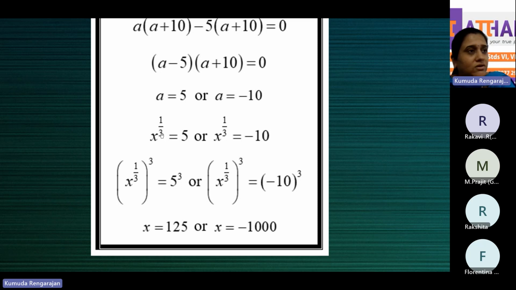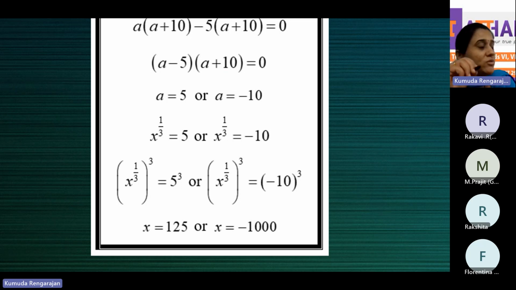In order to get rid of this 1 by 3, raise both the sides to the power 3. You can do any same action on both the sides. You want to find the value of x, but you have x to the power 1 by 3. You want to get rid of 1 by 3. How will you get rid of it? 1 by 3 into 3 will become 1, no? So you raise both the sides to the power 3.